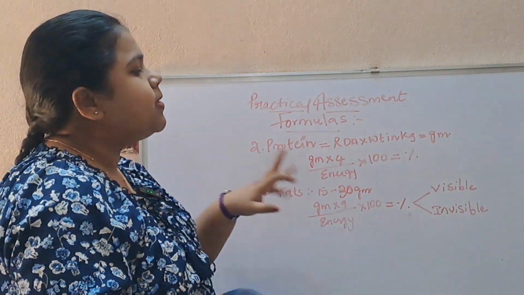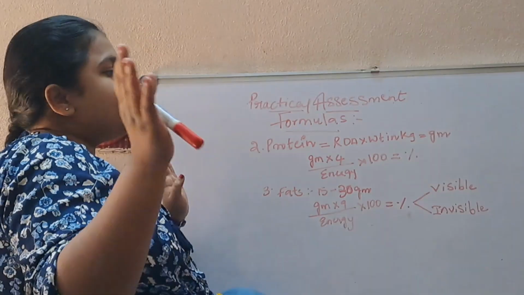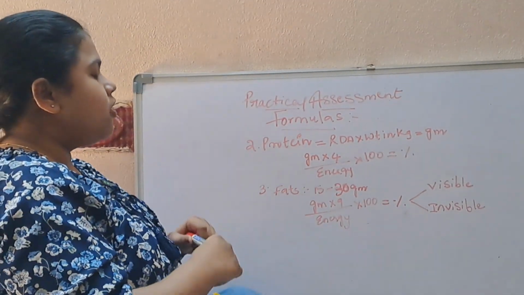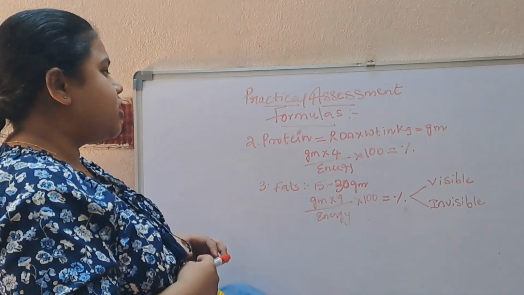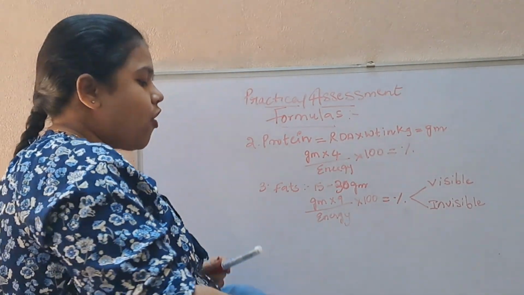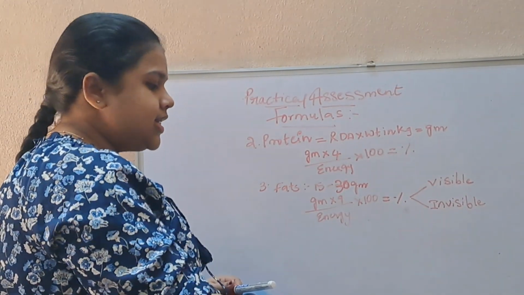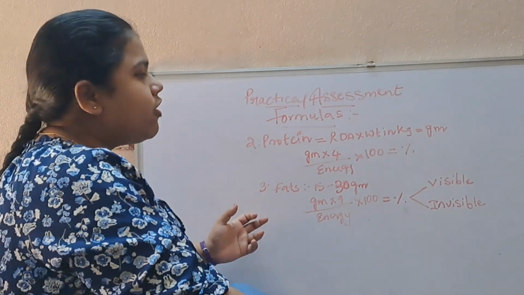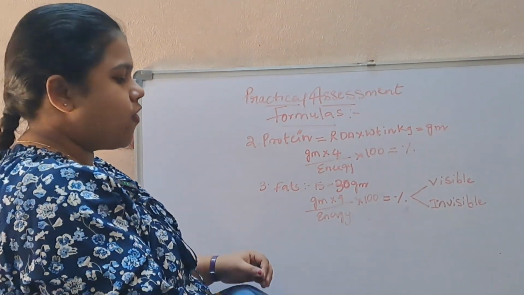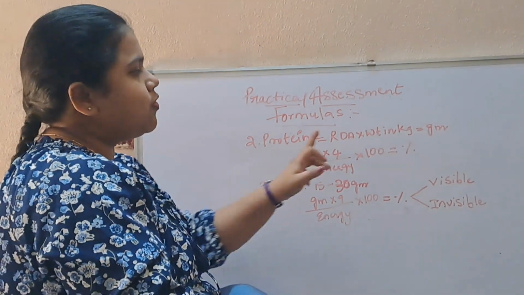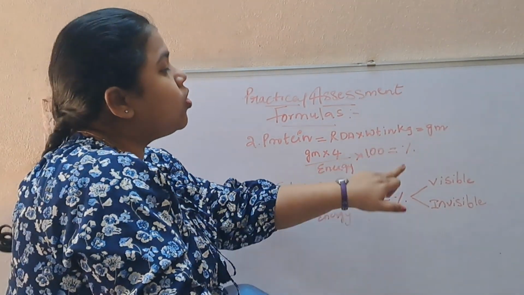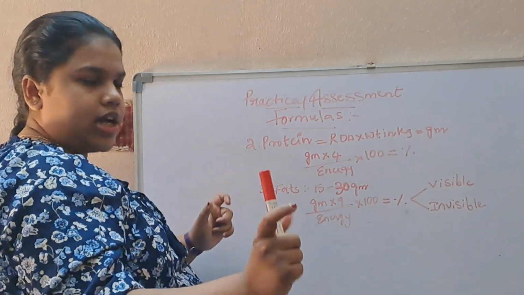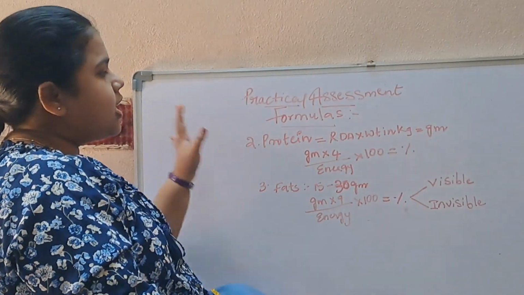In fats we'll have visible and invisible fats as well. Visible fats are half of the total fats. For example, if we take 45 as the total fat, then the visible fat will be half of the total fat. That means about 25 grams will be the visible. If we subtract visible fat from total fat, we'll get invisible fat. So this is how we will calculate the fats. So this is energy, protein and fats.